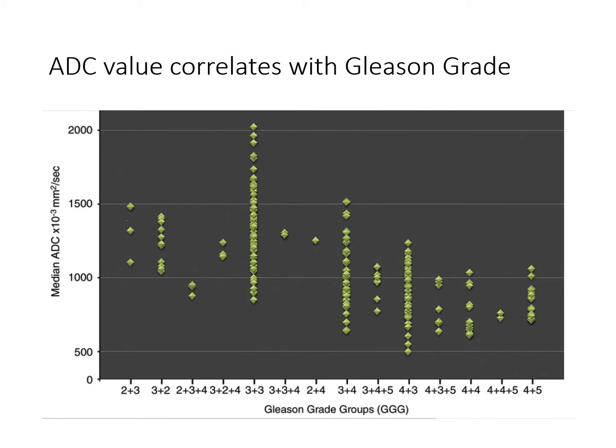Now the great utility of the ADC value, or the ADC map, is that the value correlates with the Gleason grade. This is the problem traditionally with prostate cancer, as I said, that we pick up clinically insignificant cancer, but if we use the ADC value, that can help us. This is a scatter plot, but you can see that the trend is downwards: the ADC value goes down as the actual Gleason grade increases.